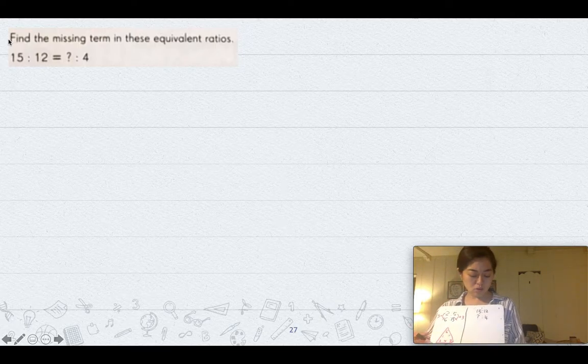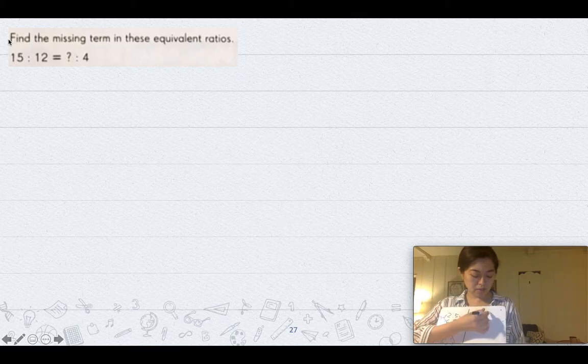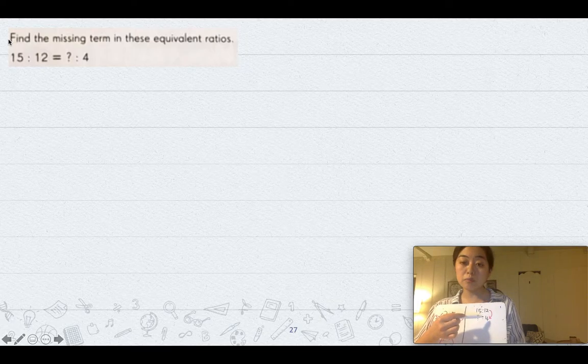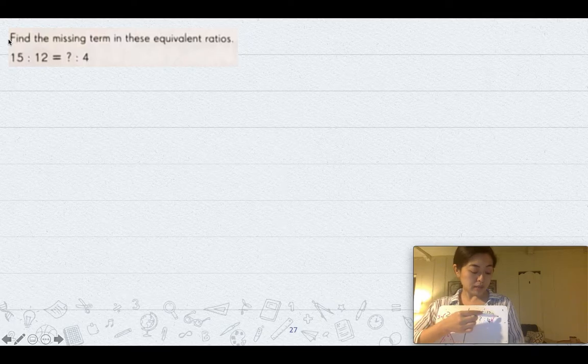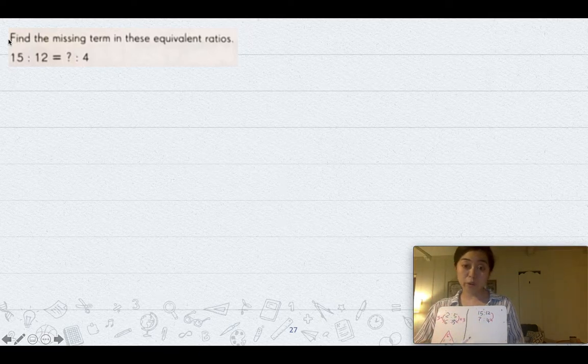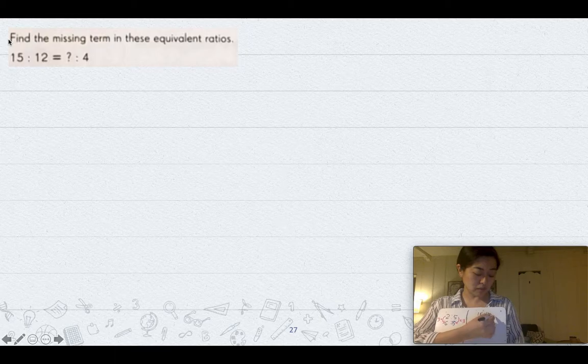So now I'm going to see, from 12 to 4, did the numbers get smaller or bigger? It got smaller. So, should I multiply 12 by a number to get 4, or should I divide 12 by a number to get 4? I have to divide it by something, right? But I'm not quite sure yet.